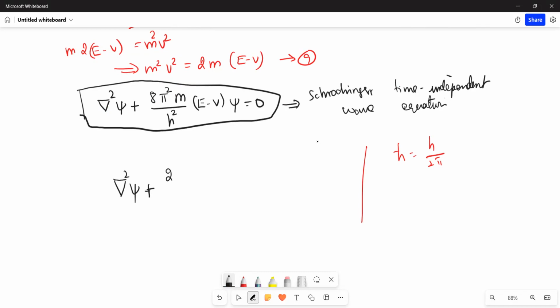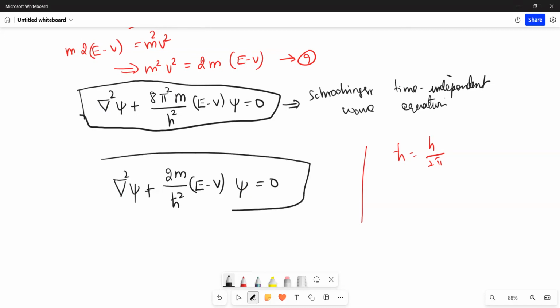2m by h cross square E minus V psi equivalent to 0. That's all. This is simplified one, further simplified one. This is also the Schrödinger time independent equation. See, in this equation, there is no time component. So del square psi plus 2m by h cross square E minus V psi equal to 0.